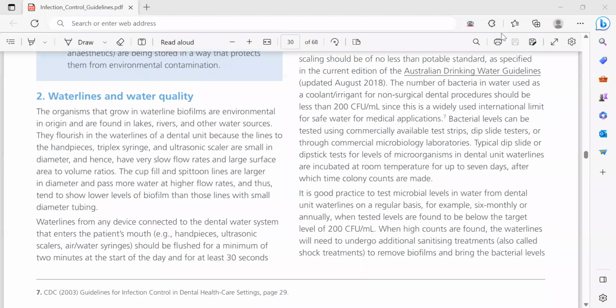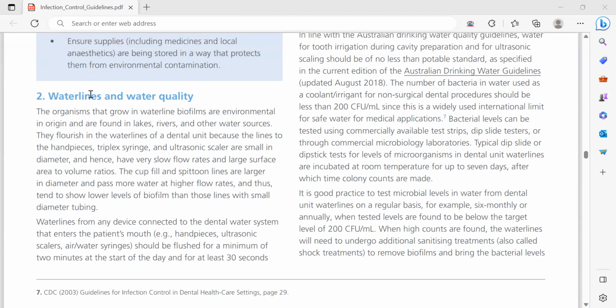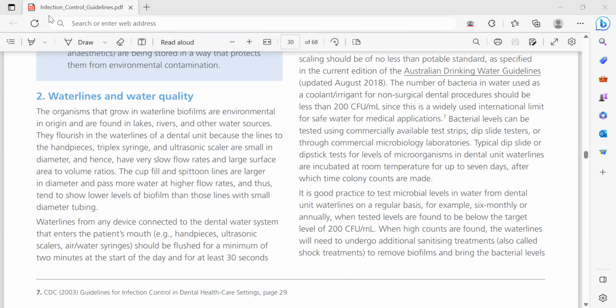Hello, guys. So, we need to start with this topic today from the infection control guidelines, which is the water lines and water qualities. The organisms that grow in water lines, biofilms, are environmental in origin and they are found in lakes, rivers, and other water sources. So they flourish in the water lines of dental units.